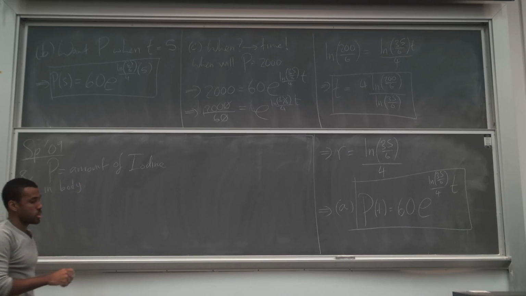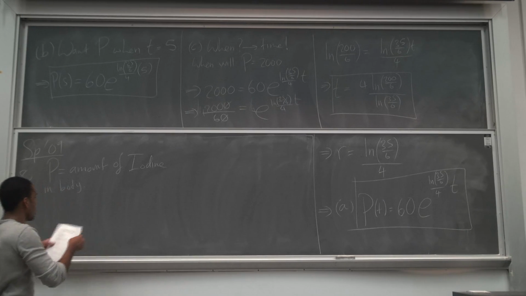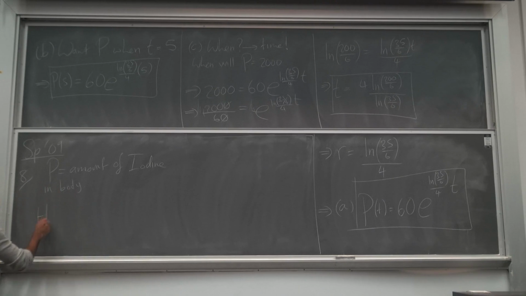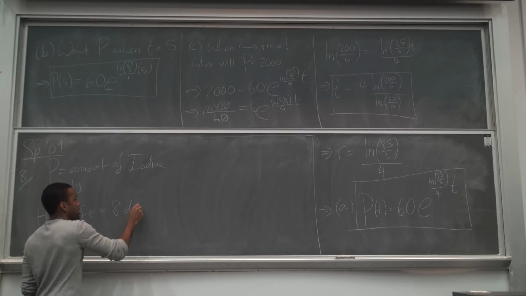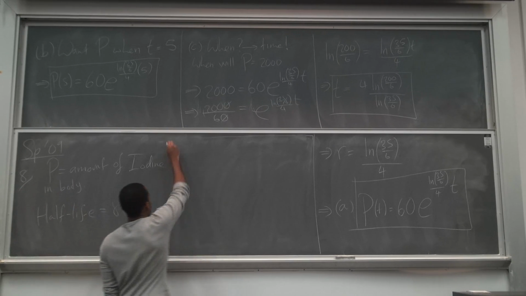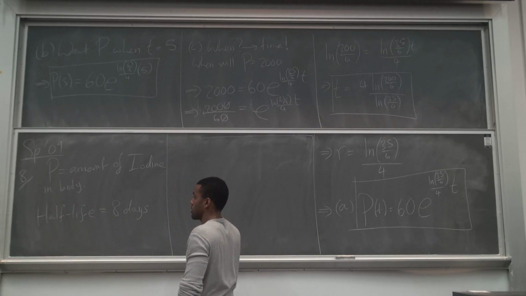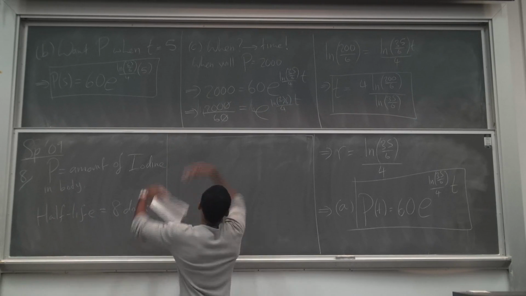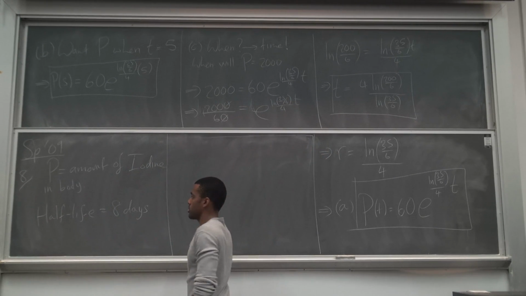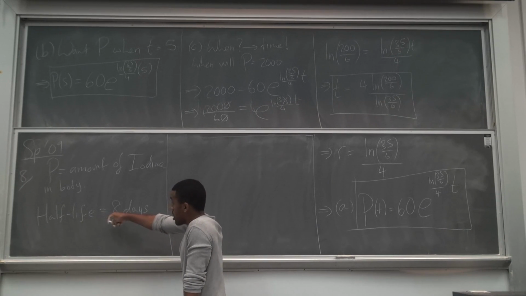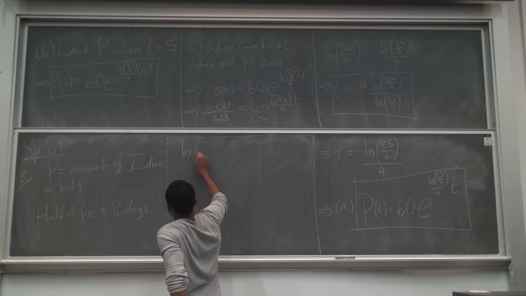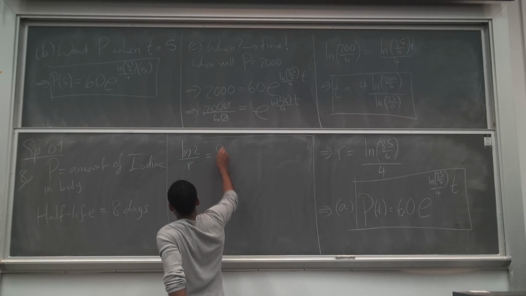Okay, so what do we know so far? Right, we know the half-life is 8 days. What does that tell us in terms of our variables? Is it ln2 over r? The half-life is the same as ln2 over r. So in other words, what they're telling me is ln2 over r is equal to 8.